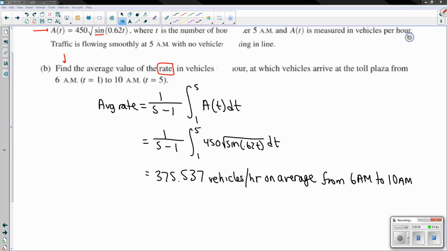So this is a 2-point part question here. You're going to get 1 point for recognizing the correct average value formula, which we're doing up here. And then you're also going to get a point for your answer. So now let's jump over to part C.